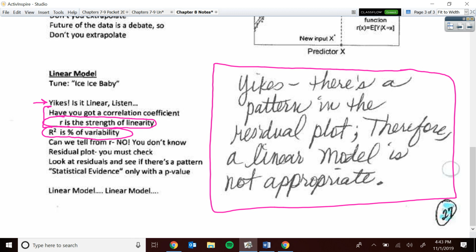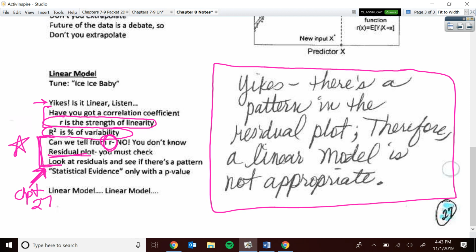But here's the key. Here's what happens today. Look at this right here. Can we tell from R? Is the correlation coefficient the singular indicator as to whether or not a linear model is appropriate? And as you can tell on the previous page, the answer is no. Can we tell from R? No. You don't know. Residual plot: you must check. Look at the residuals and see if there's a pattern. And this right here comes in like chapter 27, so we'll hold off on that, but it comes in the song. We'll talk about this statistical evidence only with a p-value, linear model.